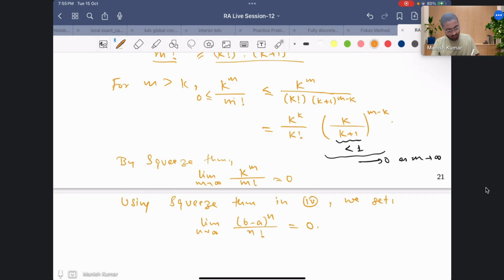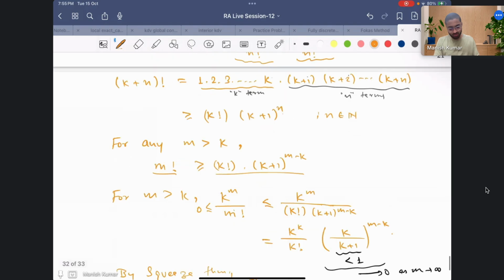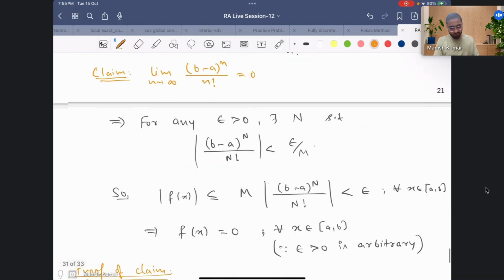Okay, so in this way you can prove that for any constant, if you take nth power upon factorial n, then that is going to be 0 as limit n goes to infinity. Okay, so this completes the proof of the claim and hence the proof of the result. Okay, is this clear?